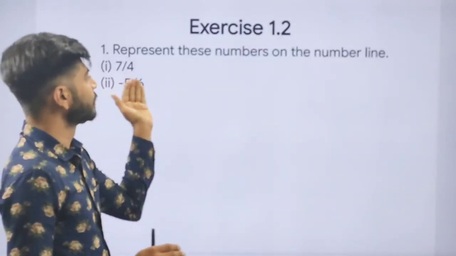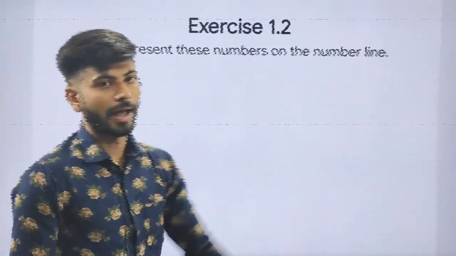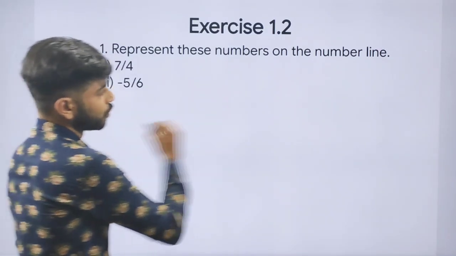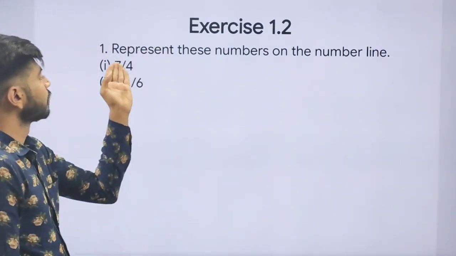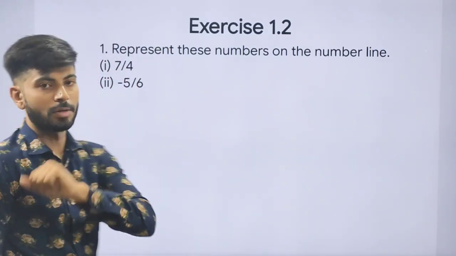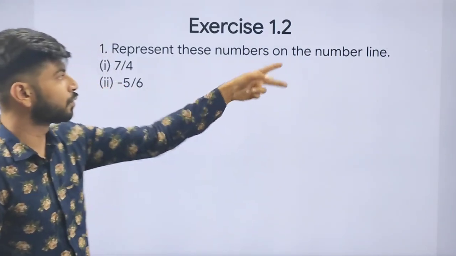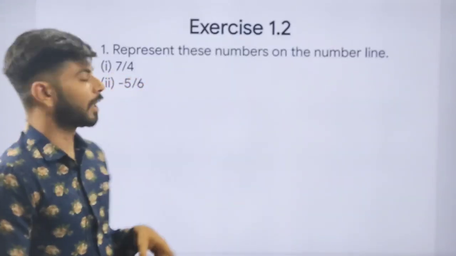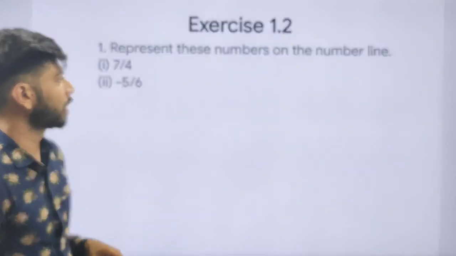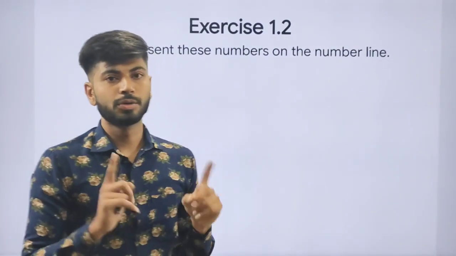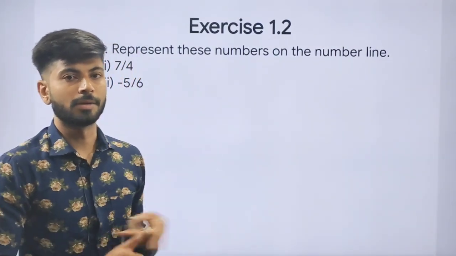In the exercise, represent these numbers on the number line. So what we will do? We will draw the number line. We will start from 0 because the first number is positive. We have to do two number lines for these two rational numbers. Okay, we have to do two different number lines, not a single number line.